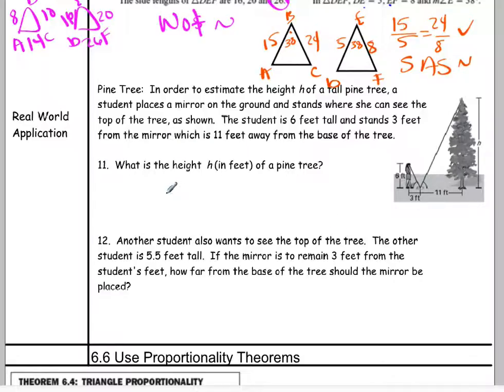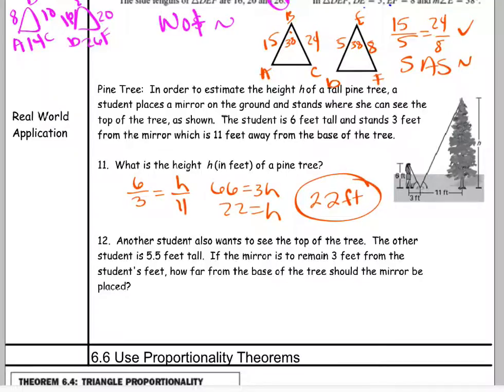So if we have 6 to 3 would be h to 11, and then cross multiplying, 66 is 3h. 22 is the height of the pine tree, so that's 22 feet for the height of the pine tree. Then we have, kind of adding on to that question, another student wants to do the same thing. The other student's 5.5 feet tall. So obviously the tree is the same height, and the question here is, if the mirror is to remain 3 feet from the student's feet, how far from the base of the tree should the mirror be placed?